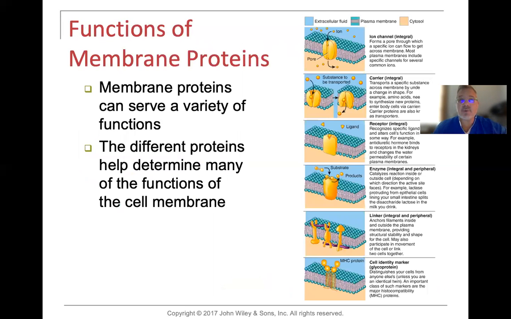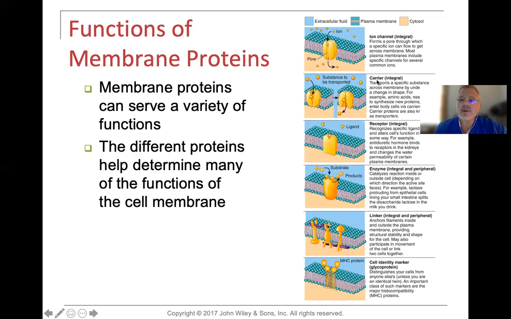So if we look here at some of the functions of membrane proteins, we'll see that they do make up channels, especially the integral ones. The integral proteins form a pore or a channel or a doorway or a window that can allow certain ions to flow and get across the membrane.